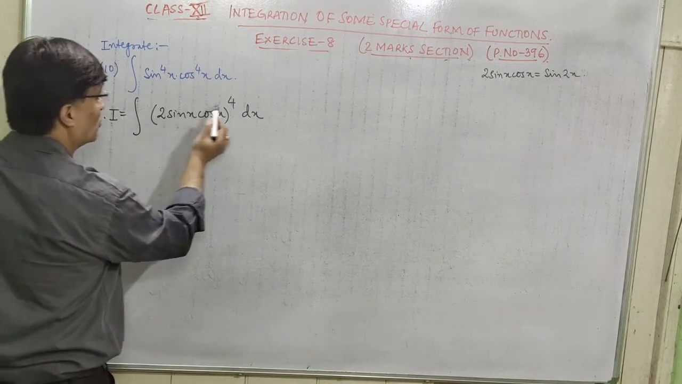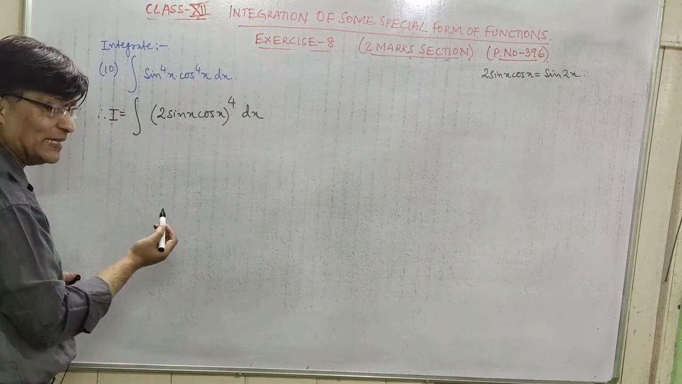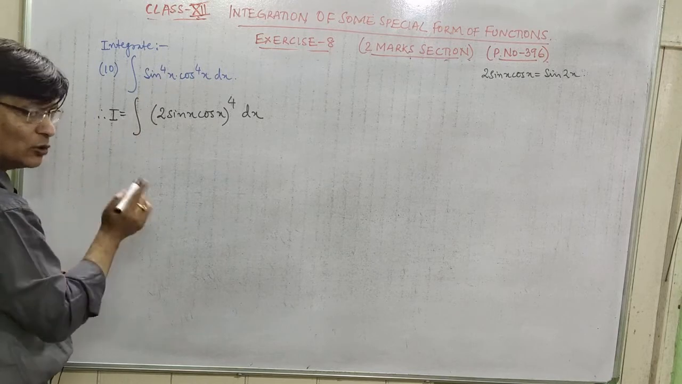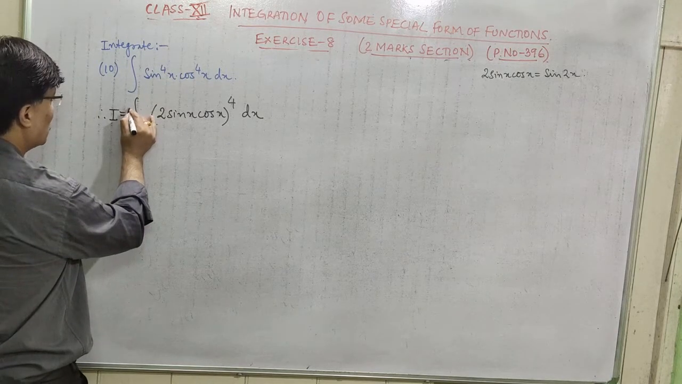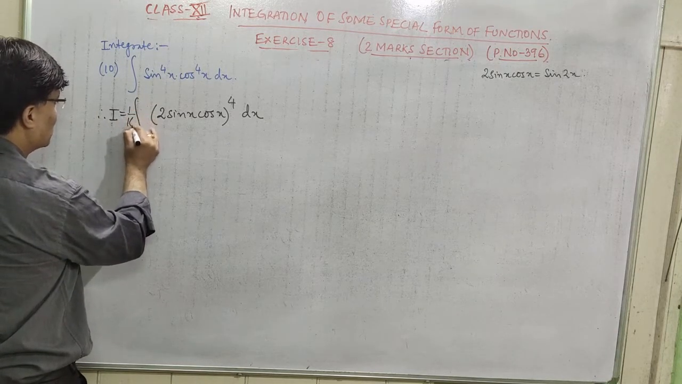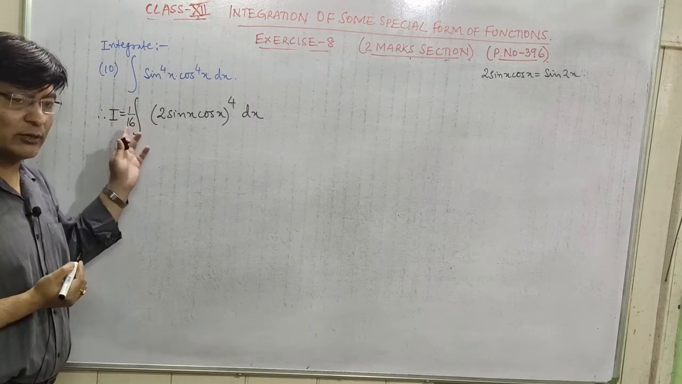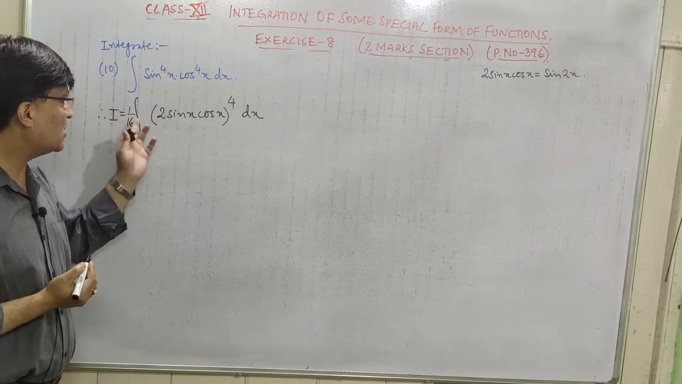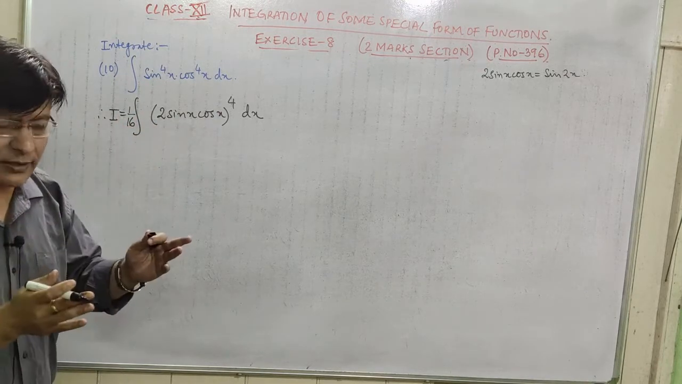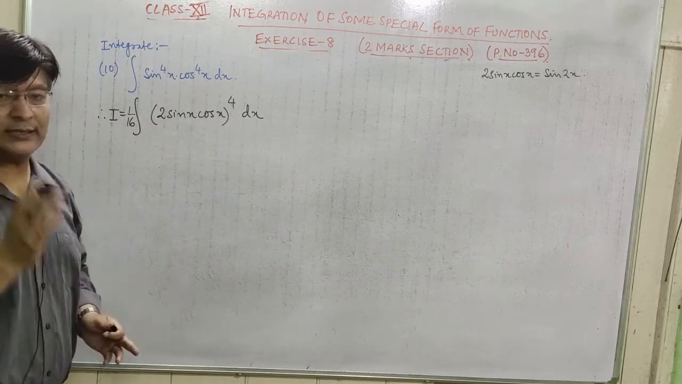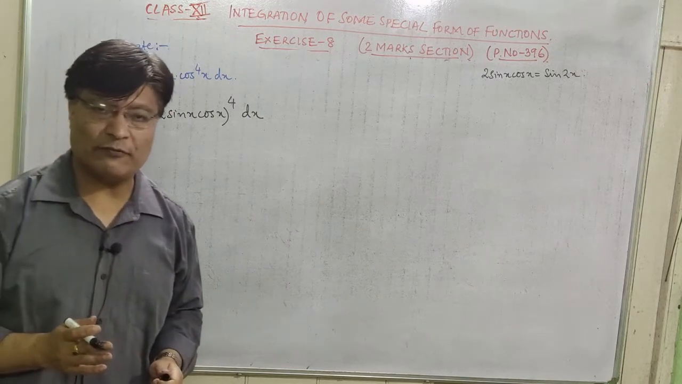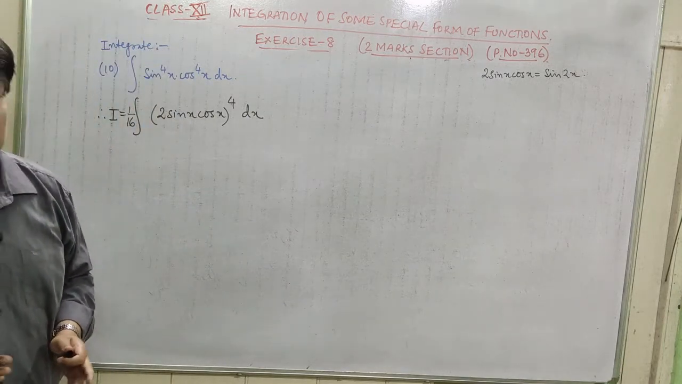So if you write 2 whole to the power 4, it will be 16. But is there 16? No, you have to cancel it. So before the integral sign you should write 1 by 16, so that this 16 and this 2 to the power 4 will be cancelled, and you will get the same question, that is integration of sin to the power 4x into cos to the power 4x dx.